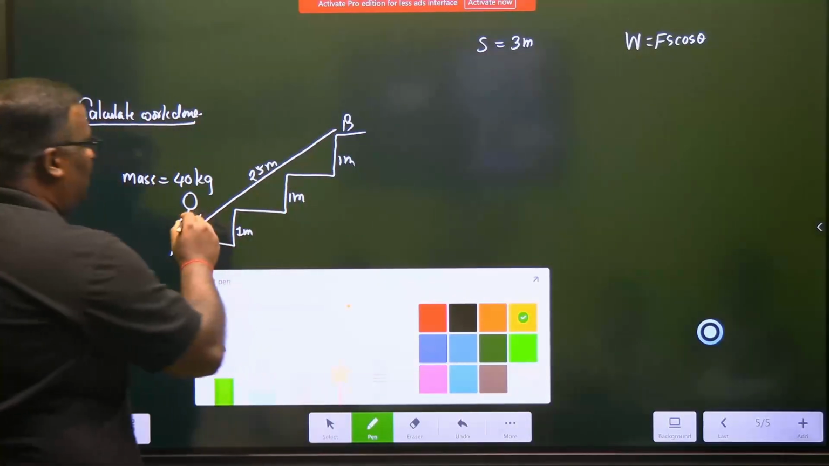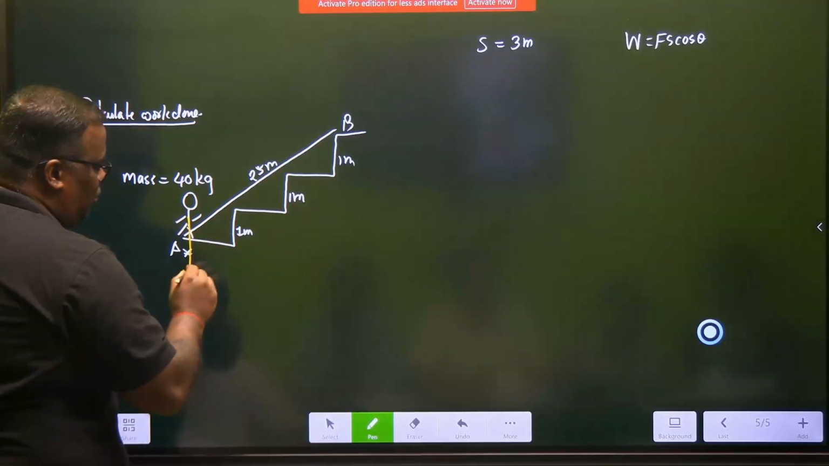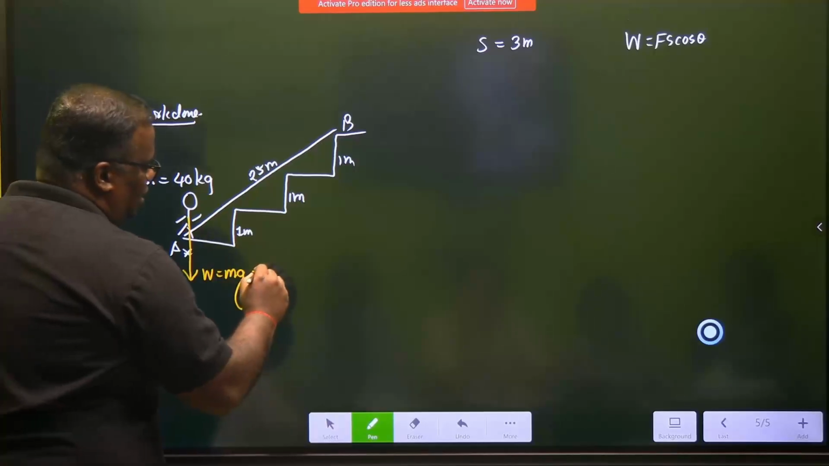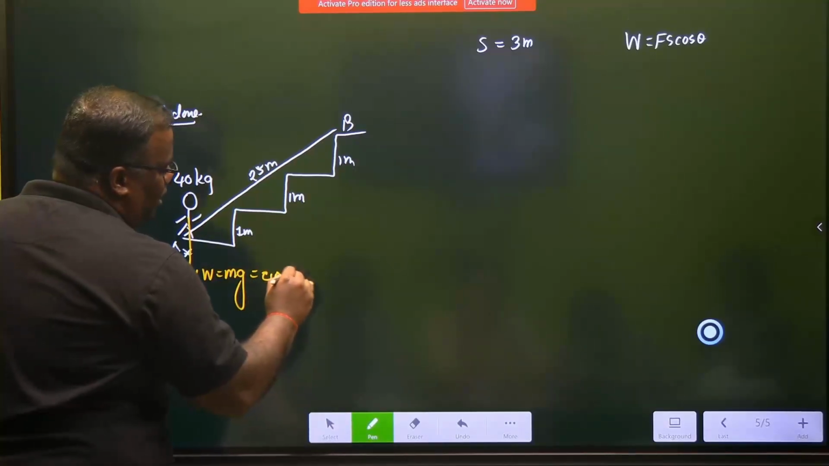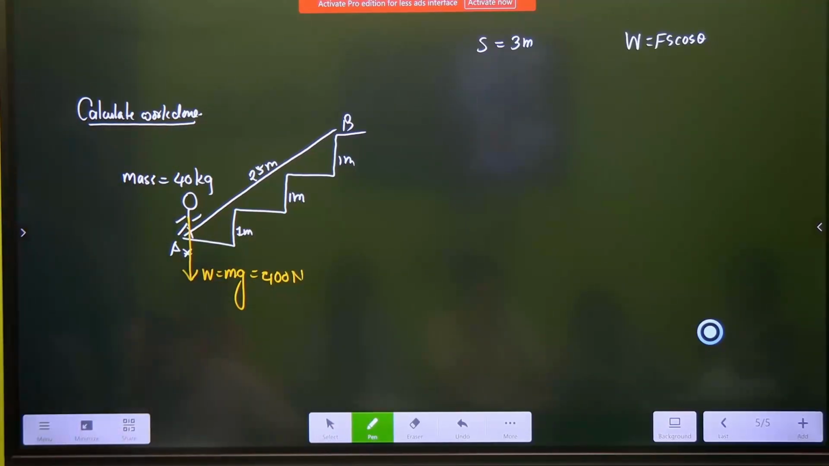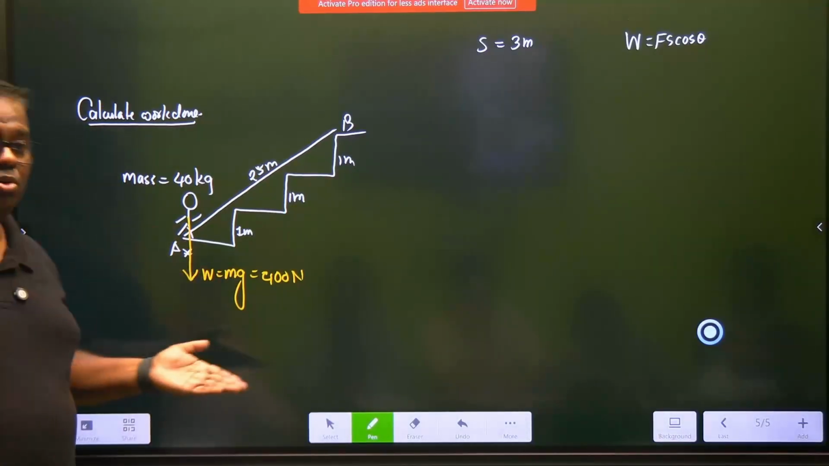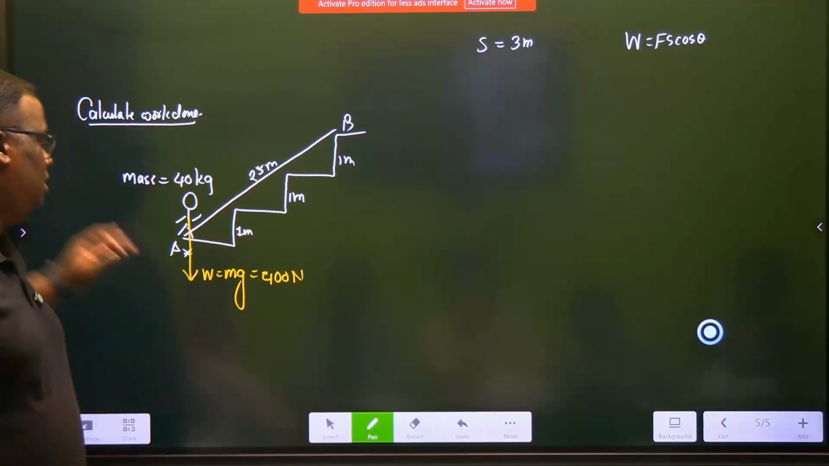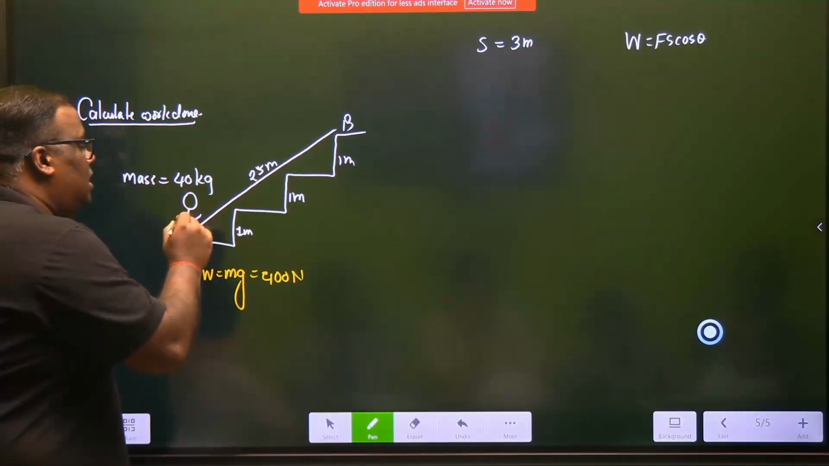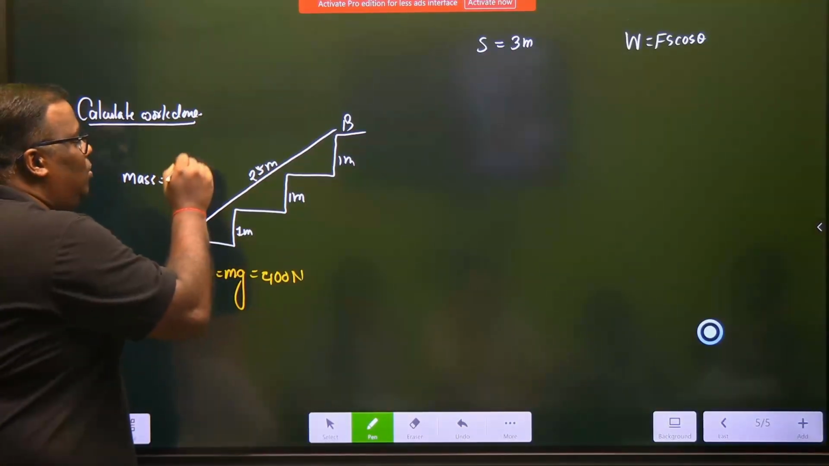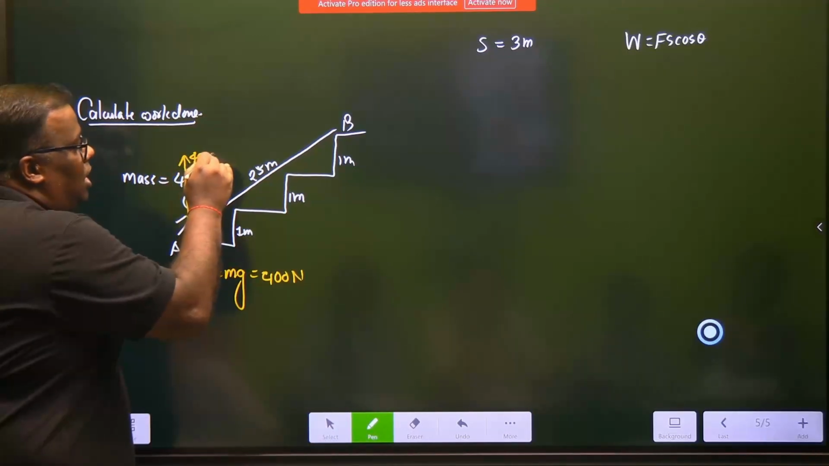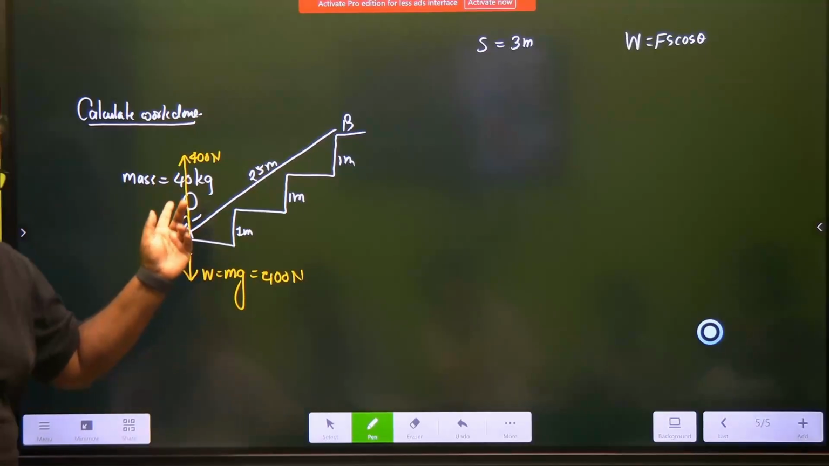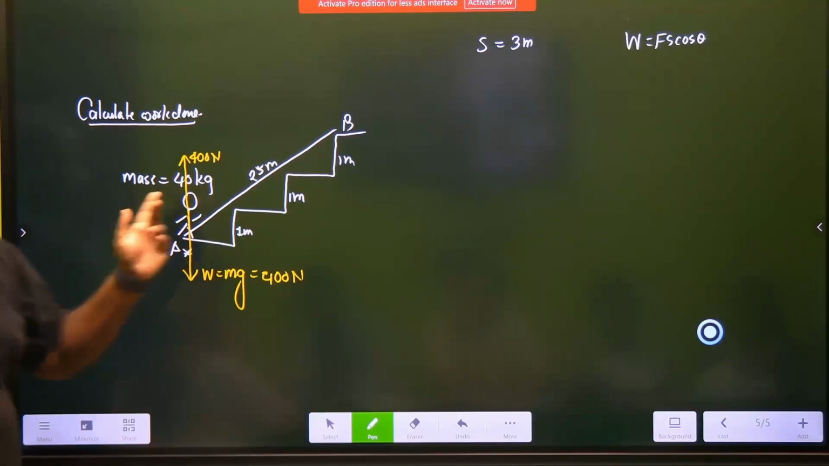So what is his weight? His weight is hanging right from the center of his body. His weight is equal to mass into acceleration due to gravity. Roughly around 400 newtons is his weight. Have you understood this? He has to carry 400 newtons up. This is the weight downwards. So he has to exert exactly 400 newtons. He has to push up also. If he's not pushing 400 up, then some portion of his body will come down.